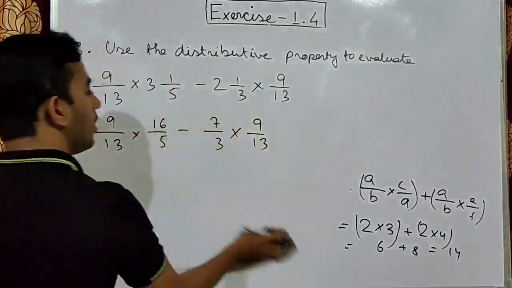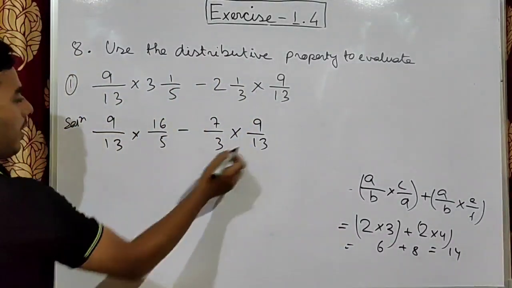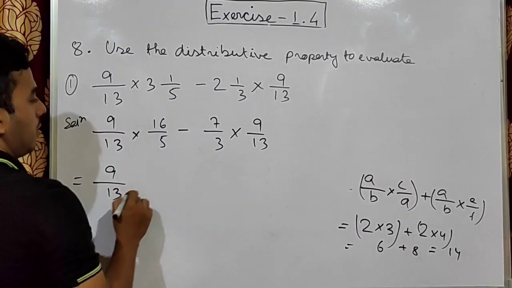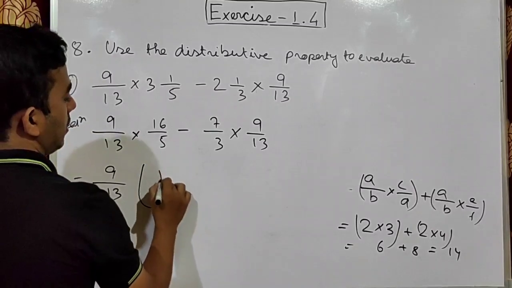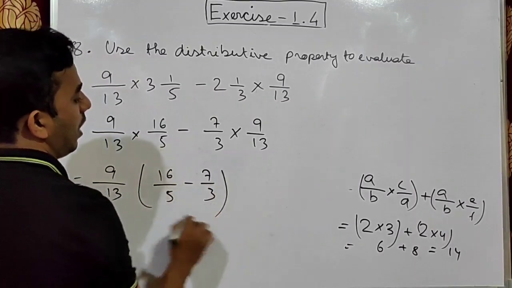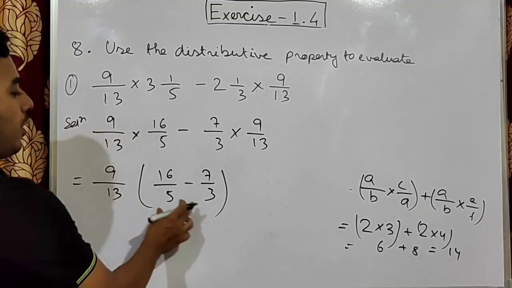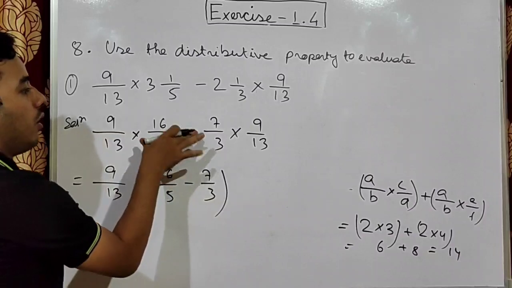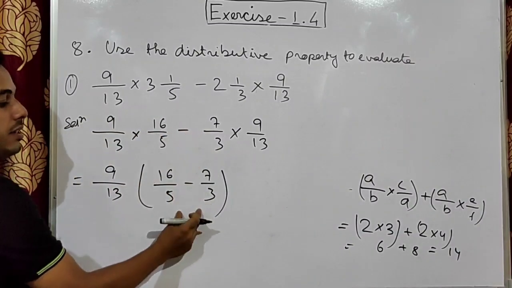Okay. Now we will take common 9 by 13. 9 by 13 will take common, then 16 by 5 minus 7 by 3. Up to this clear? If we expand this line, we will get this line. That means the value of this line and this line are the same.